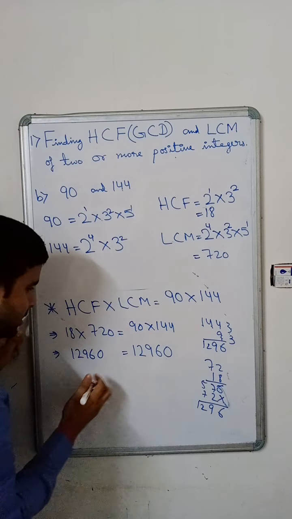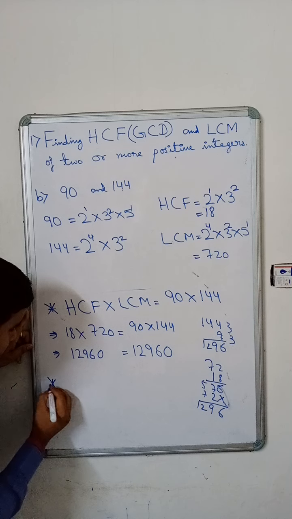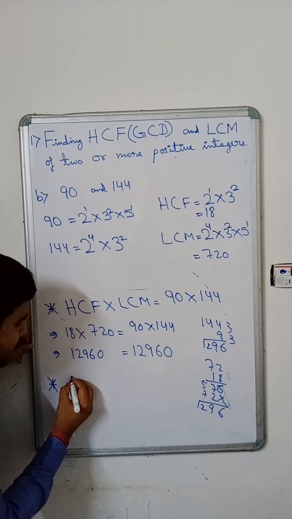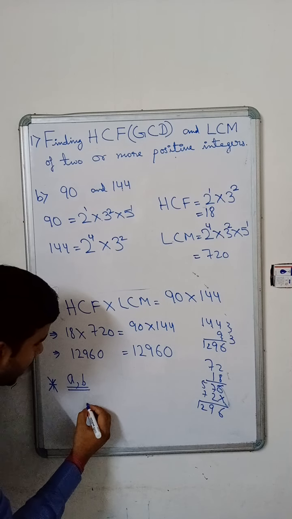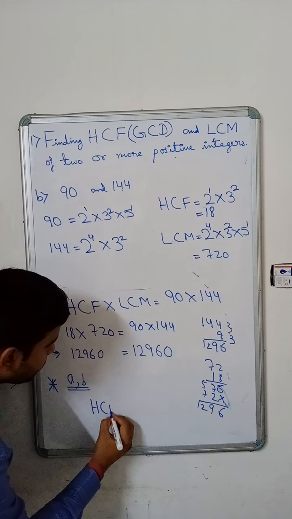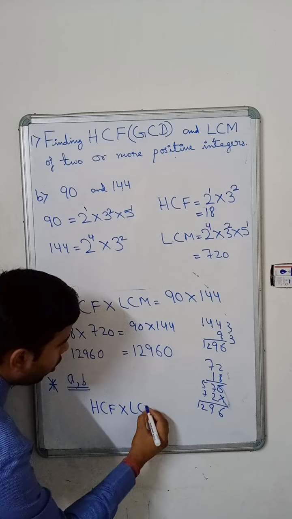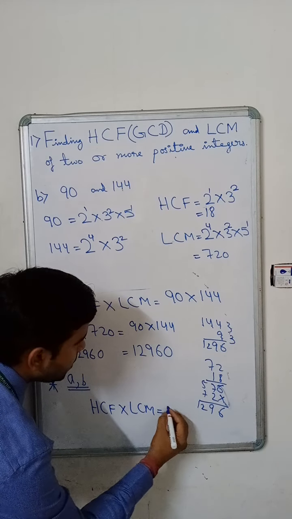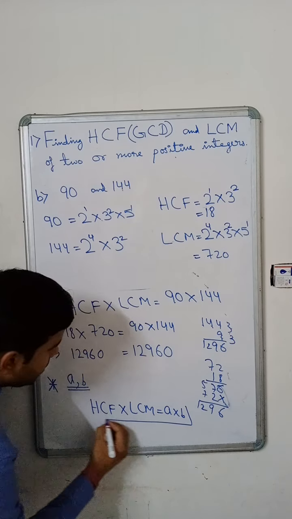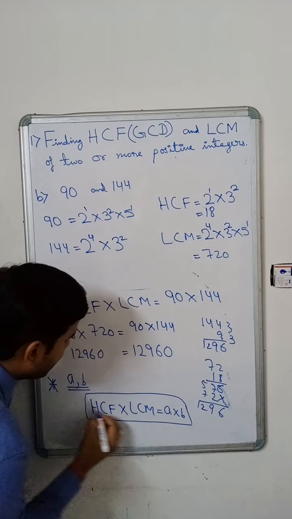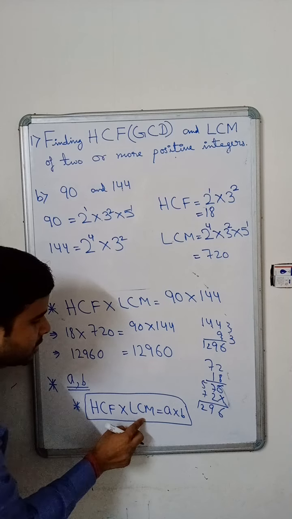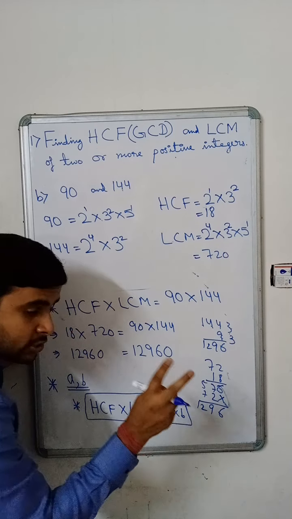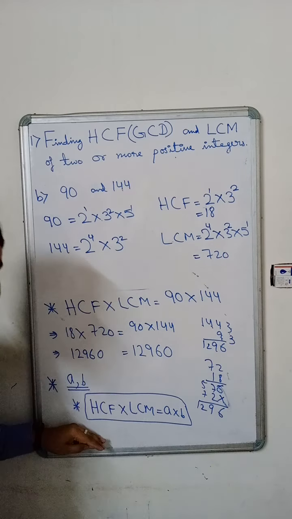Let me generalize that we can say that if you have two positive integers, that is A and B, then the HCF into LCM of these two positive numbers is equal to A into B. Now we will see the application of this observation, that is HCF into LCM is equal to A into B. Let us apply this in solving one question.